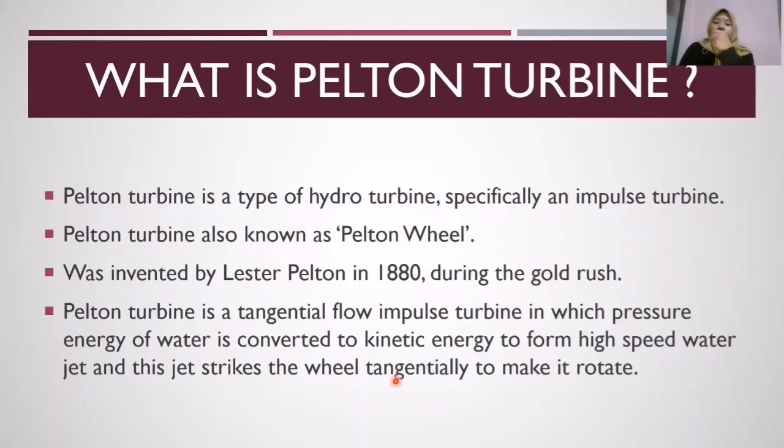So the Pelton turbine is a type of hydro turbine, specifically an impulse turbine. It is also known as the Pelton wheel, and it was invented by Lester Pelton in 1880 during the gold rush. The Pelton turbine is a tangential flow impulse turbine in which the pressure energy of water is converted to kinetic energy to form a high-speed water jet, and this jet strikes the wheel tangentially to make it rotate.